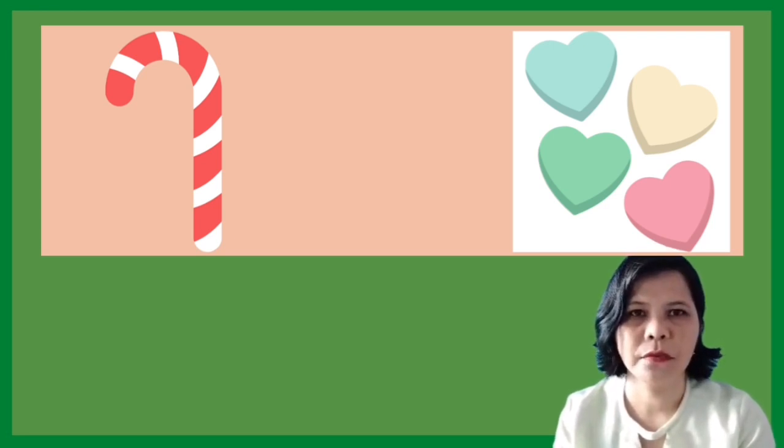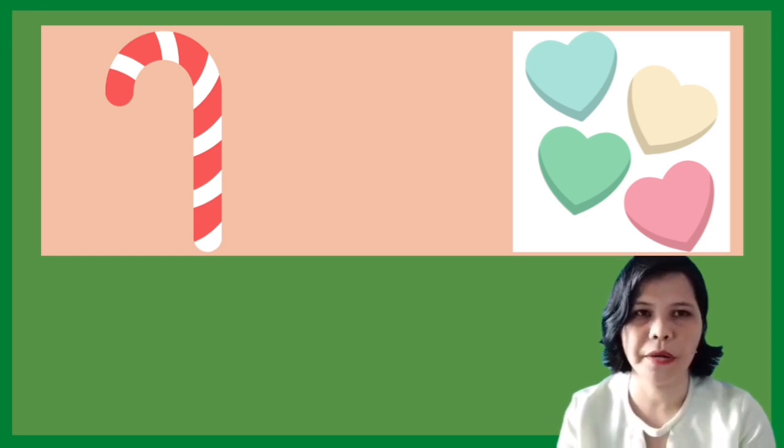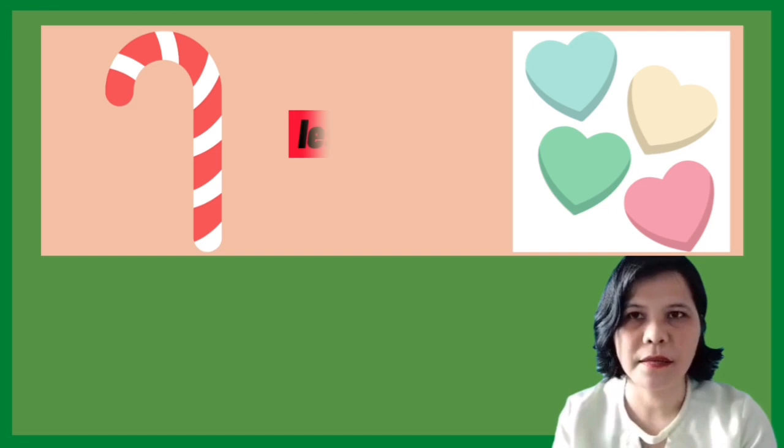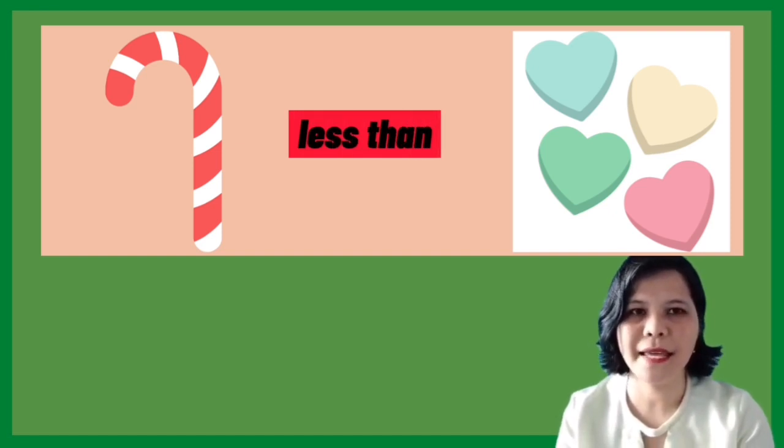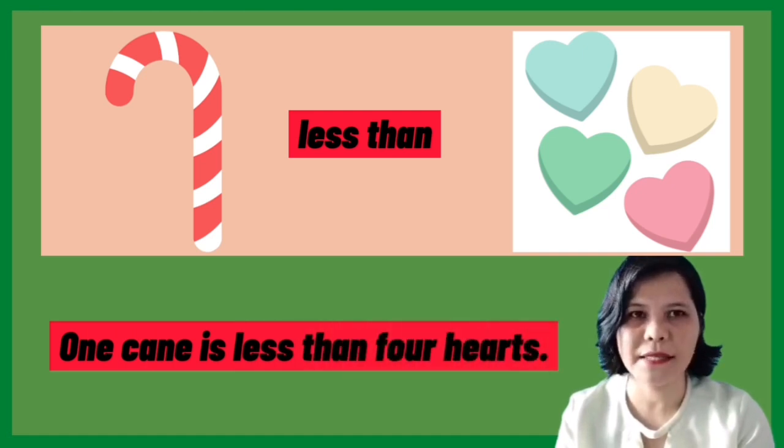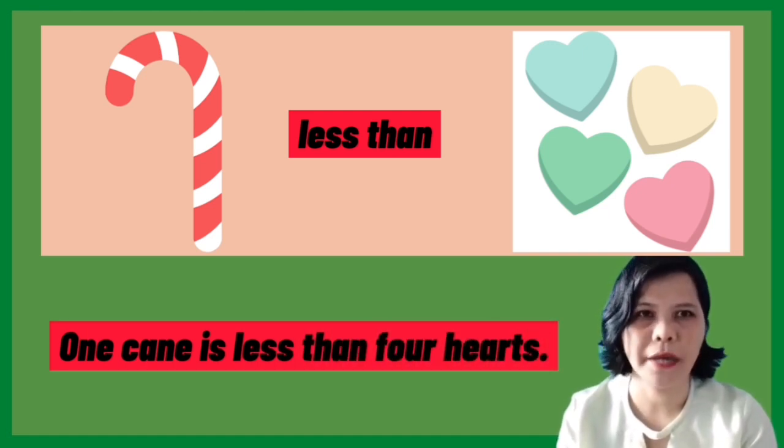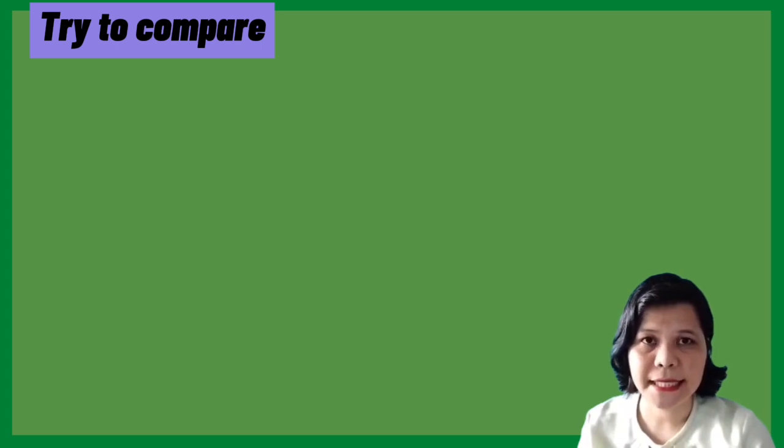So there is only 1 cane and at the right side is the 4 hearts. So what expression are we going to use? Yes, we use less than. So 1 cane is less than 4 hearts. Let's proceed to our next activity.